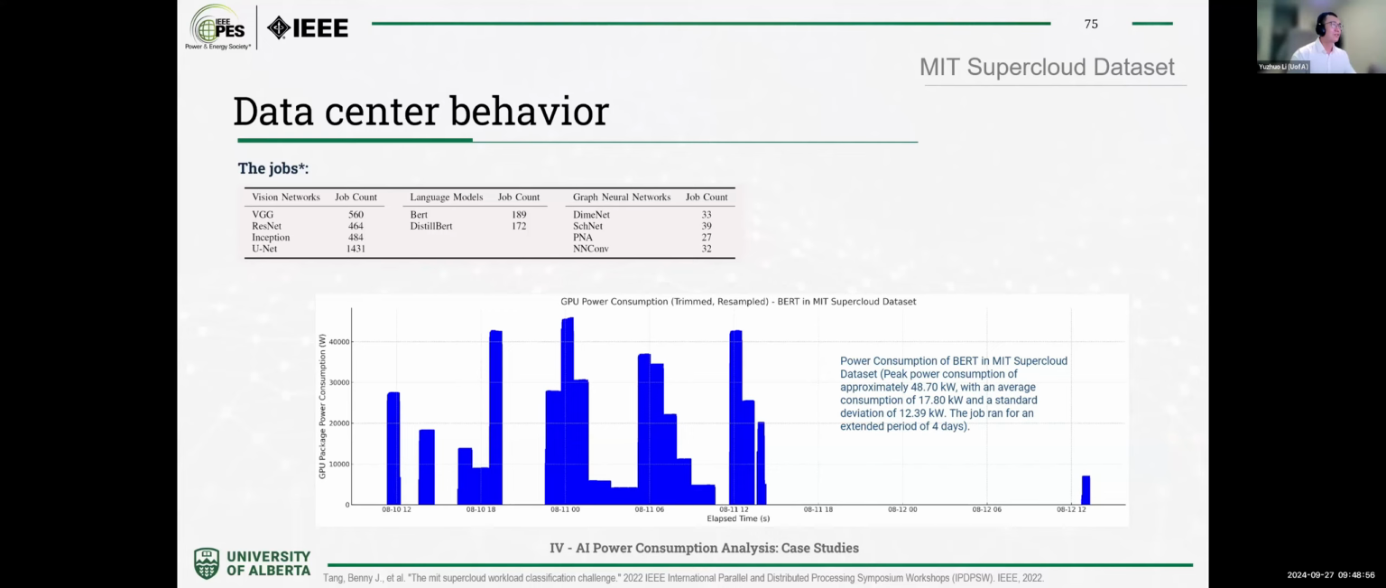BERT is a quite famous, very typical classical large language model. This figure shows the power consumption of the BERT. It can actually reach really high. The peak power consumption is around 50 kilowatts, and the average is around 17 or 18 kilowatts. This run lasts roughly 4 days. We can imagine some research group must have worked on this data center for just 4 days.